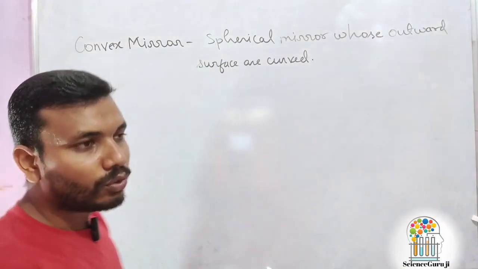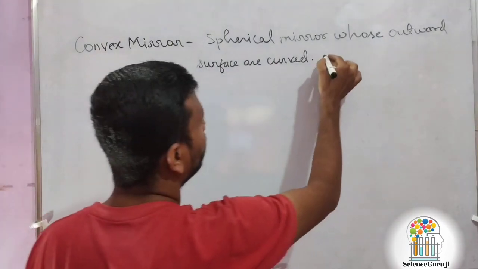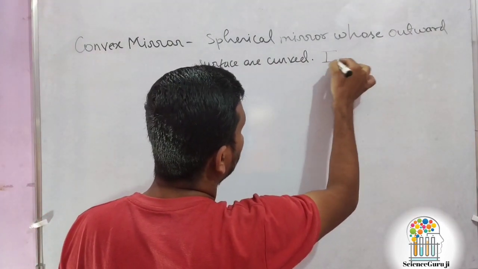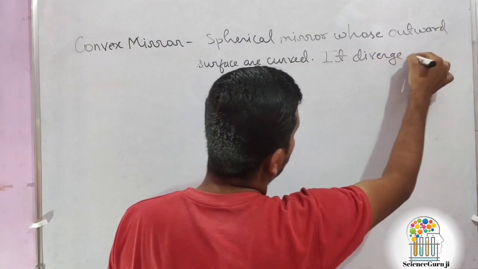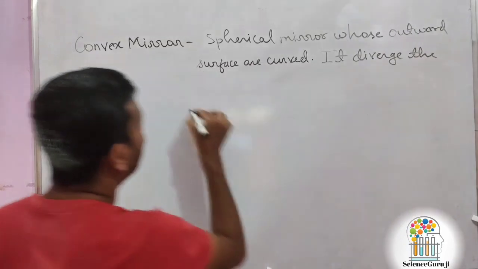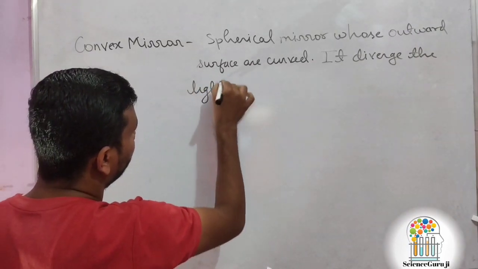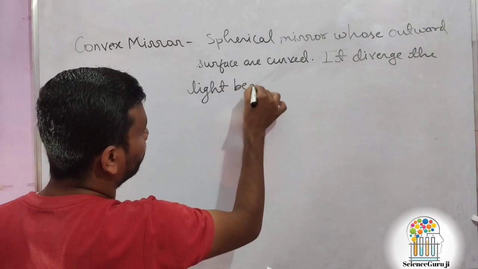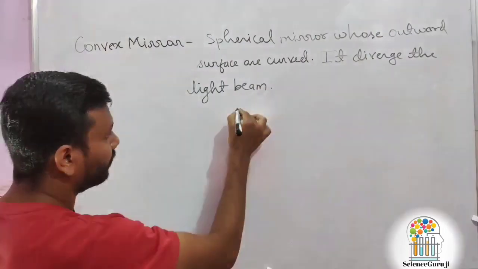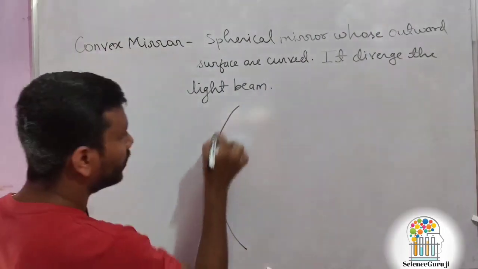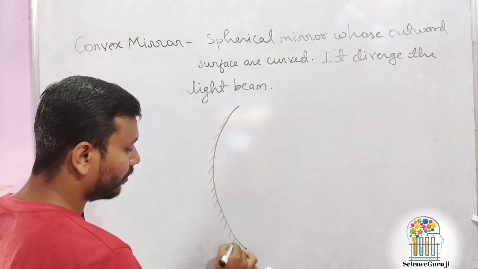These are also known as divergent mirrors, because they diverge the light beam. Let's understand with the help of a diagram. Suppose this is our convex mirror.